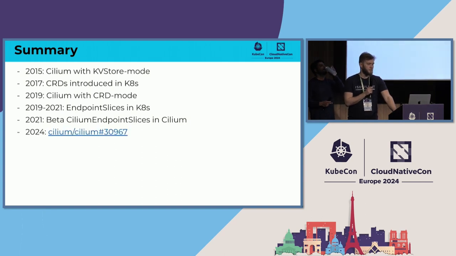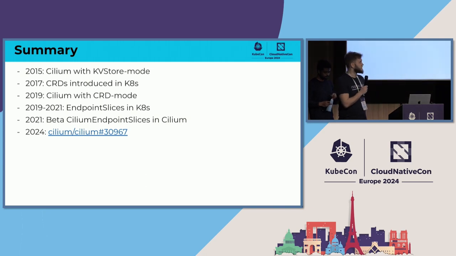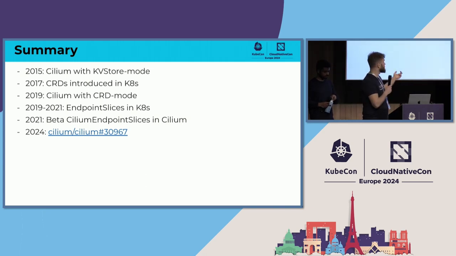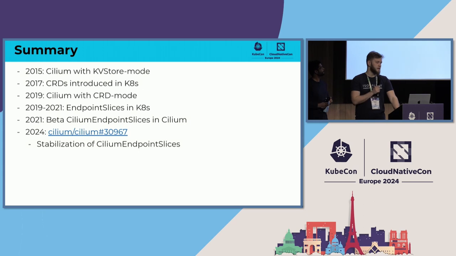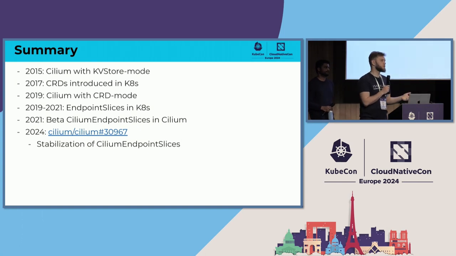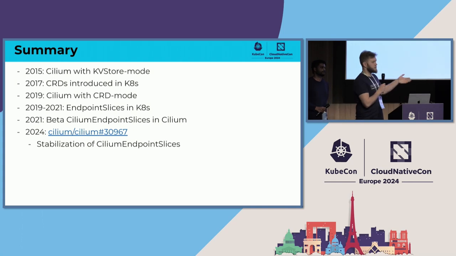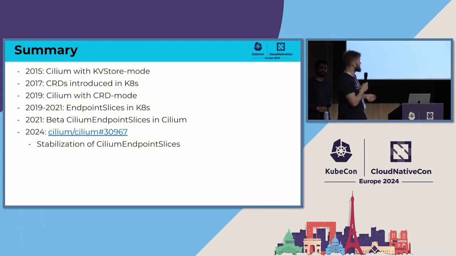So what's the future? If you are interested in keeping track of all those scalability-related improvements in the context of Cilium, this is the issue that you can follow. Long story short, there are three most important things to mention. First of all, we want to make Cilium endpoint slices stable. As Hemanth showed before, there is quite a lot of tuning that you can do right now, but if we want to support end users, we want to make it really easy to use, so you just enable it and it works at scale.